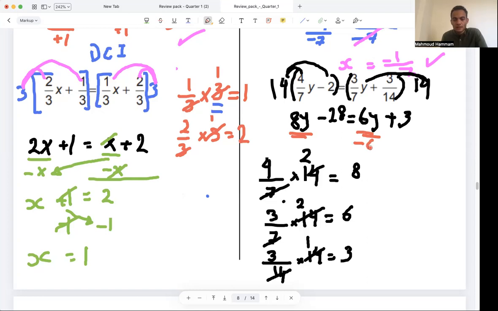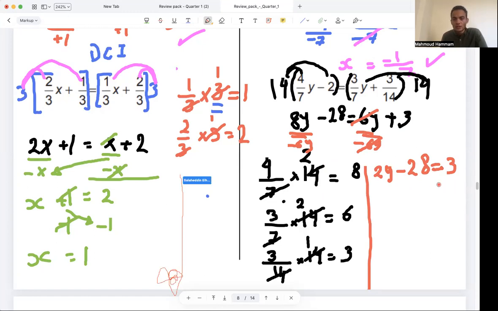Subtract 6y right, subtract 6y left. Well, 6y minus 6y cancelled, 0. 8y minus 6y is 2y. 2y minus what do you still have? 28 equals what is on the right hand side? Just 3.